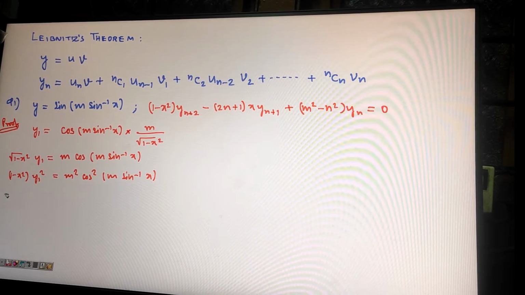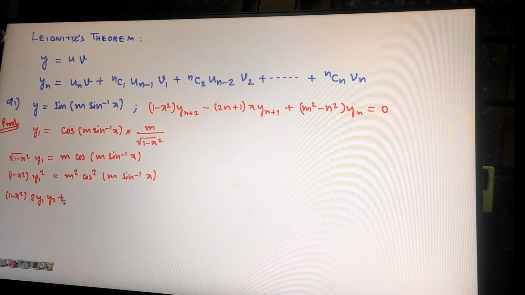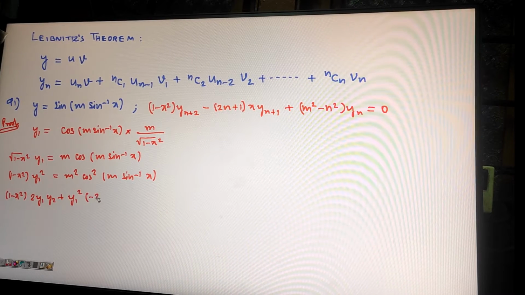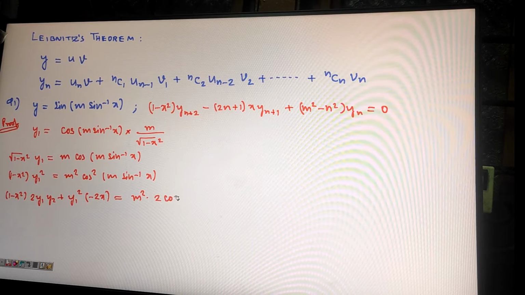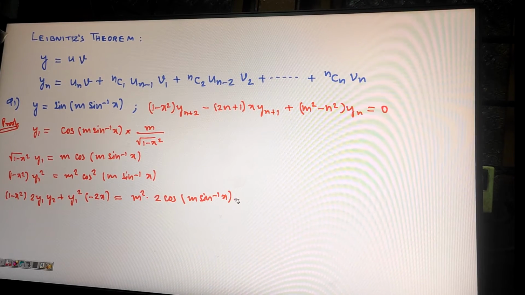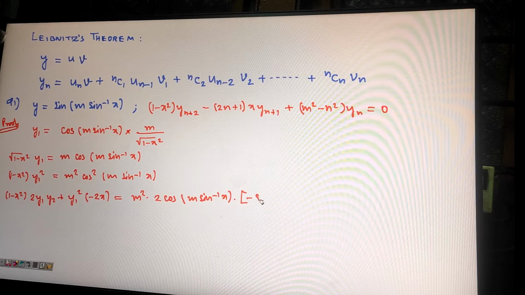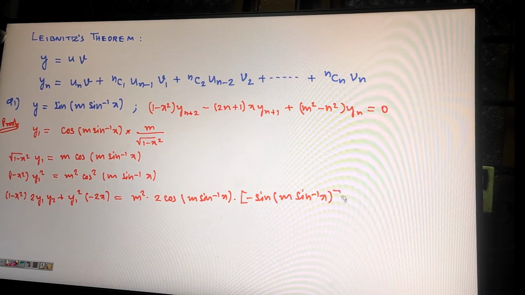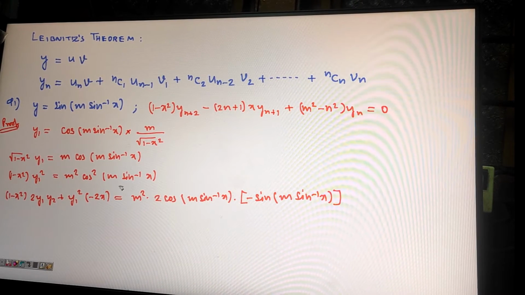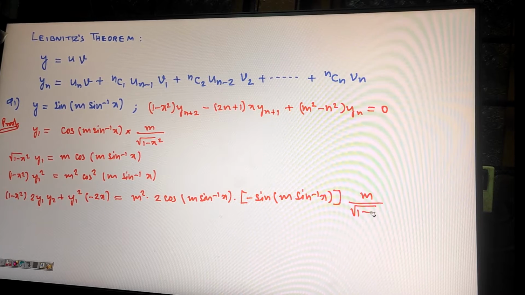Now again differentiate it. So product rule: first function times differentiation of second, y1 y2, plus second function into differentiation of first, minus 2x. Similarly on this side, m square, this power will reduce by 1, so 2 cos m sine inverse of x, and for cos it is minus sine m sine inverse of x, right? Okay, so for cos square we have got this, for cos we have got this, then for the argument, m divided by root over 1 minus x square.